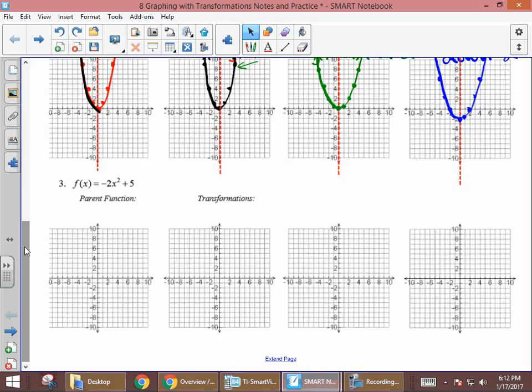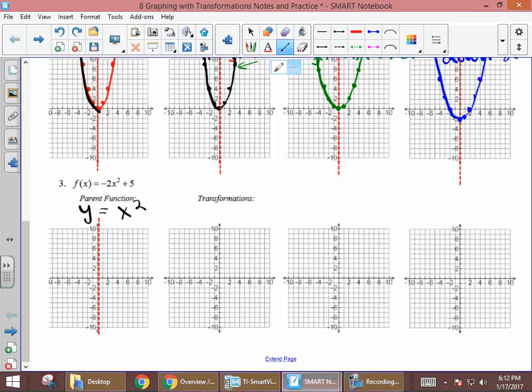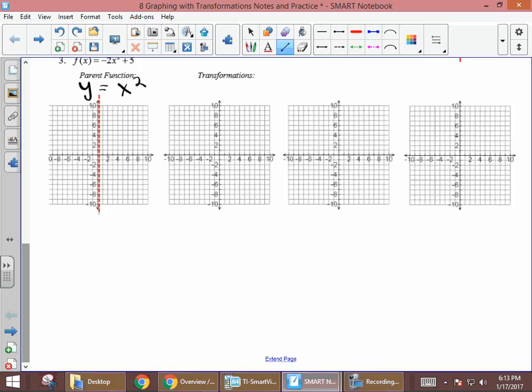Same exact parent. That is y equals x squared. We have an axis of symmetry here at x equals 0. The vertex is at 0, 0. Over 1 up 1. Over 2 up 4. Over 3 up 9. And now we graph them.